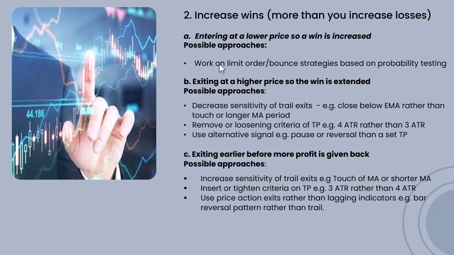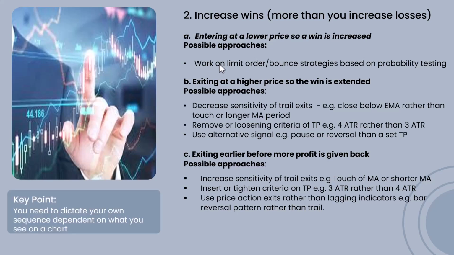And of course, we could use price action exits rather than lagging indicators. So if we are using a lagging indicator for trail, which we often do, often it's an ATR or a moving average, these are both lagging. We could either tighten those up or perhaps look to use pattern reversals rather than a trail to get out. All of these are potential ways in which we can increase our average win.